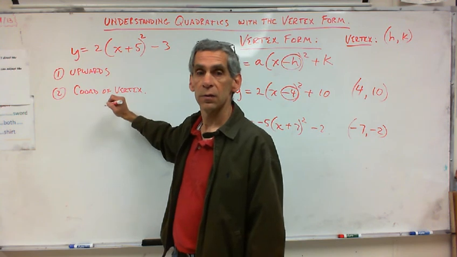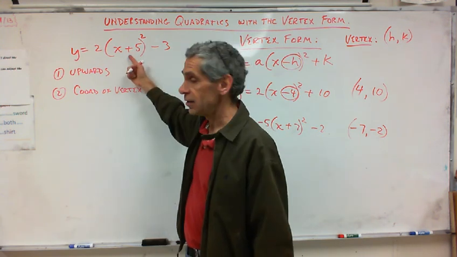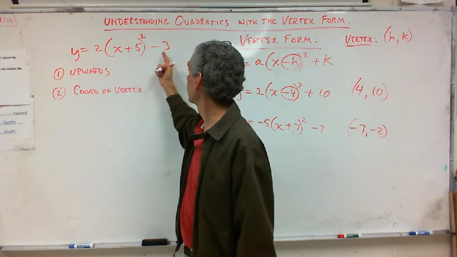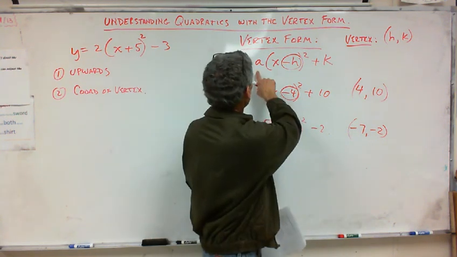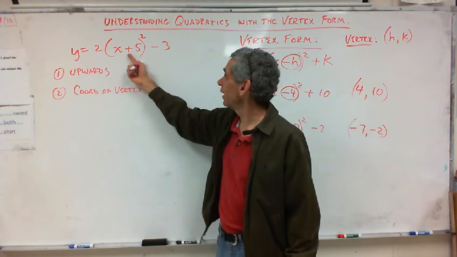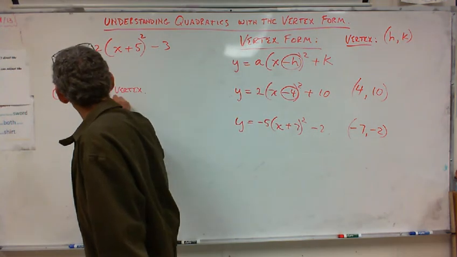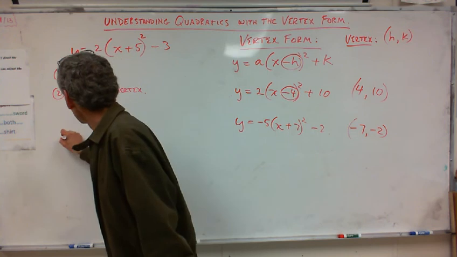Is it negative 5? Yes. Comma positive 3? Negative. This one changes, but this one doesn't, because see, the formula does not have a negative here. So yeah, it'll be negative 5 comma negative 3. So negative 5 comma negative 3. That's your vertex. Okay, number 3.